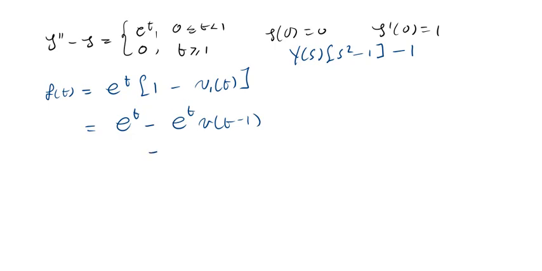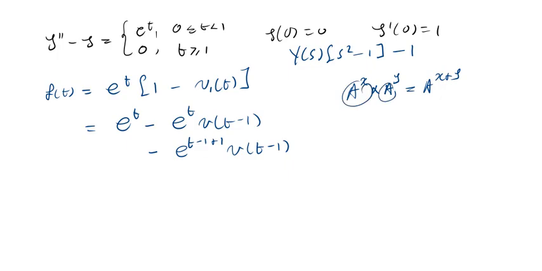So here you can say e to the t minus 1 plus 1, u of t minus 1, like this. One thing about these is, it's more like if you have a to the x multiplied by a to the y, this is going to be a to the x plus y. It's indices, right? The bases are the same, so you add the powers.